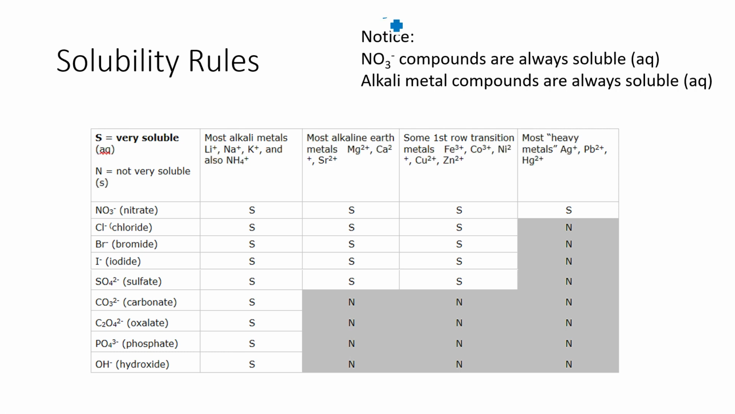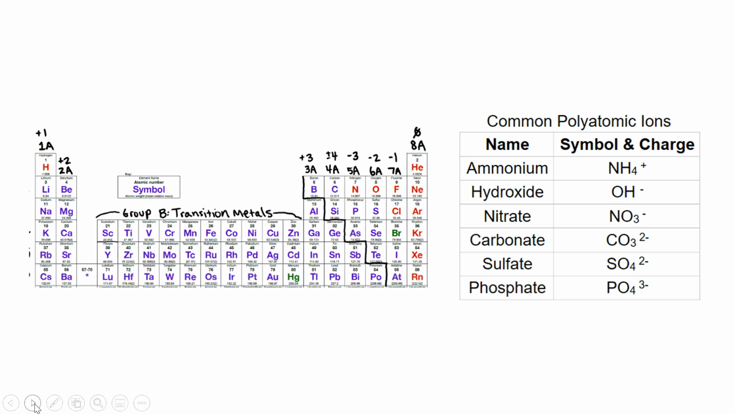So these rules are kind of useful to just remember. These two are always soluble. But you can always refer back to this table to figure out who's soluble and who's not. All right. And then remember, when you're writing out the formulas for compounds, you're going to want to know the charges of the elements using this table, and then the charges of the polyatomic ions.